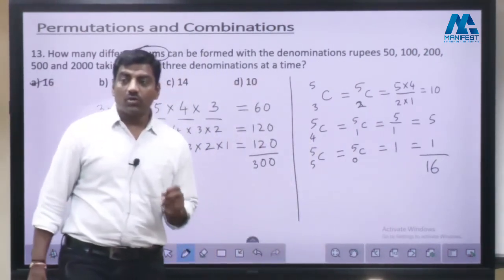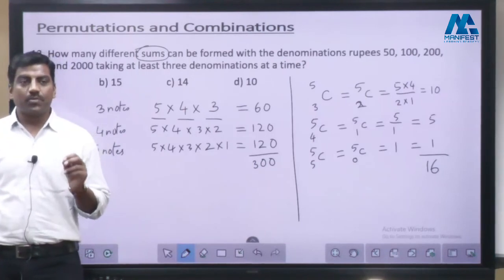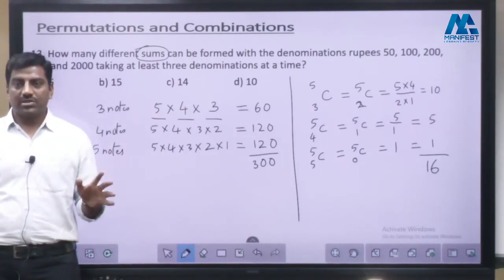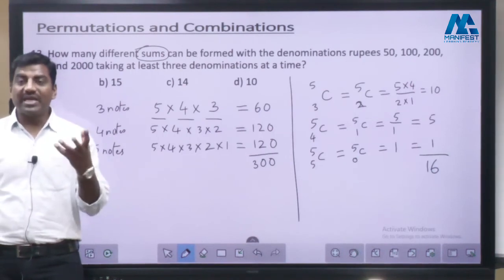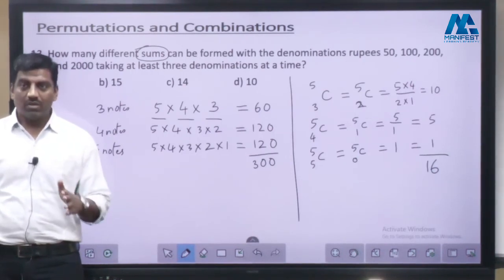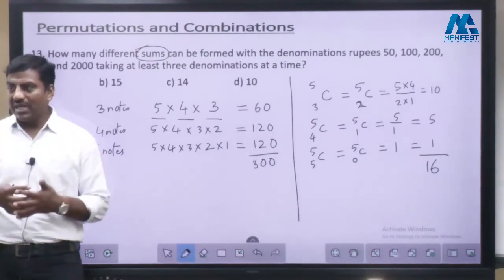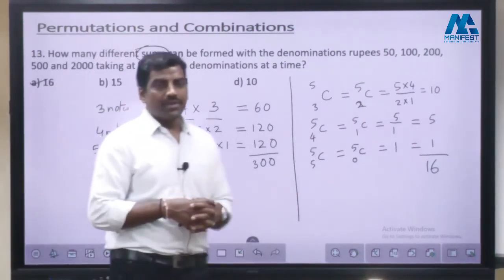So first of all, you have to ascertain whether this is a problem of permutation or combination. Then you have to proceed further. We are making a sum, we are not arranging them. We are not putting them in the exhibition or in the gallery. We are just making the sum out of it. Yeah, no problem.